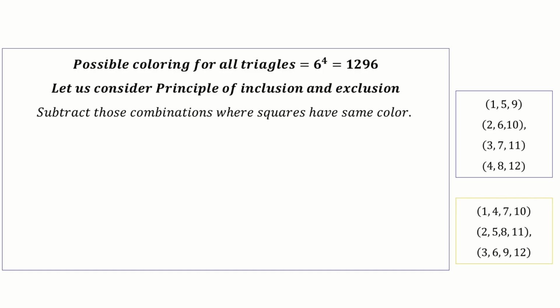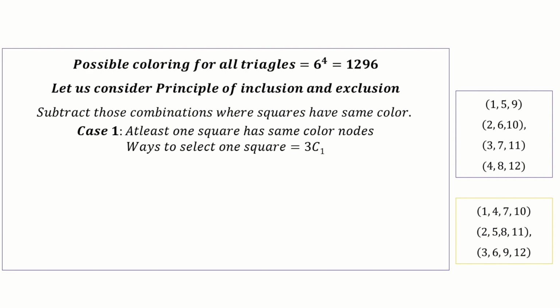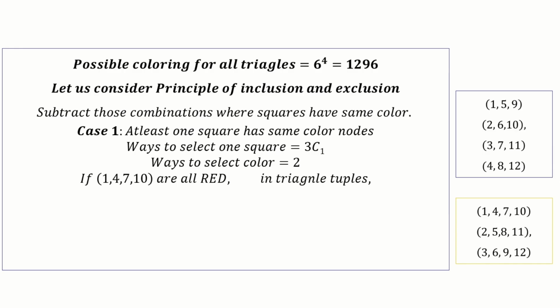So how to do this now? Case 1, at least one square. Now you have the number of possible colorings for all triangles, which is 1296. We will first exclude the colorings where at least one square has the same color. How many ways can you select one square? 3C1, there are 3 squares. And the number of ways to select the color is 2: either red or blue, right?